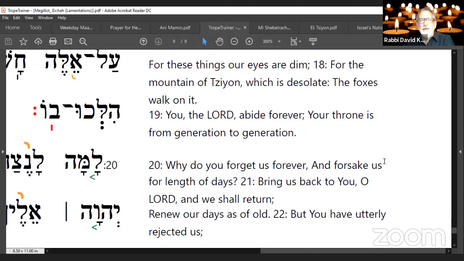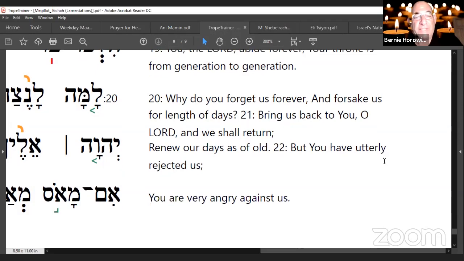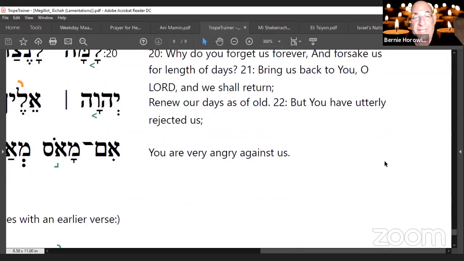For these things our eyes are dim. For the mountain of Zion, which is desolate, the foxes walk on it. You, the Lord, abide forever. Your throne is from generation to generation. Why do you forget us forever and forsake us for length of days? Bring us back to you, O Lord, and we shall return. Renew our days as of old, but you have utterly rejected us. You are very angry against us.